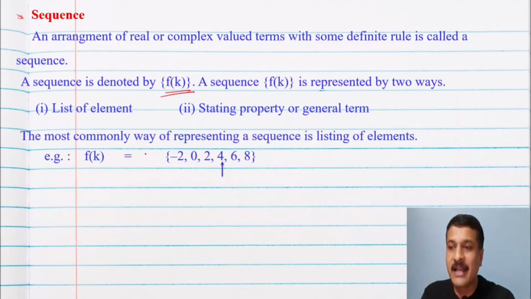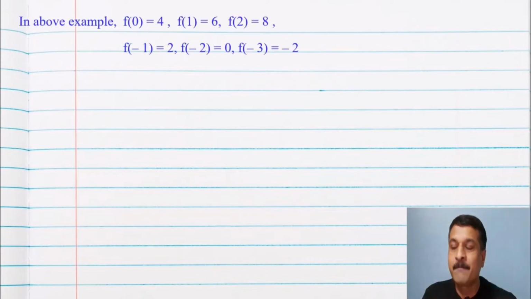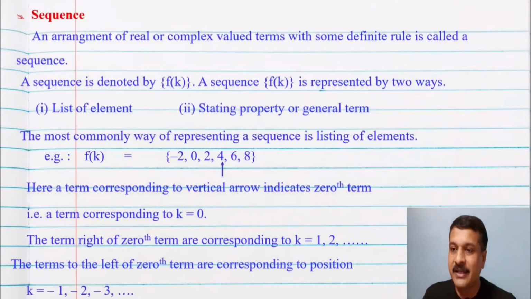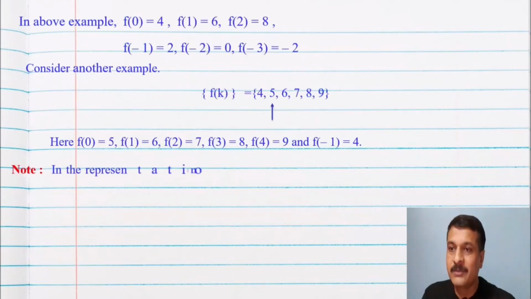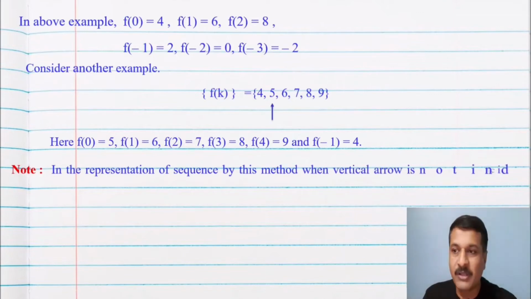So here is one example, suppose f of k equal to minus 2, 0, 2, 4, 6 and 8. So here the arrow means that it is 0. This is the first, this is second. Here minus 1, minus 2, minus 3. In this example, f of 0 equal to 4, f of 1 equal to 6, f of 2 equal to 8. How? Let's see here again. So here it is f of 0. It is f of 1. Here f of 2. Here f of minus 1. Here f of minus 2. Here f of minus 3. Like that. Similarly, in this case, you can consider all things.